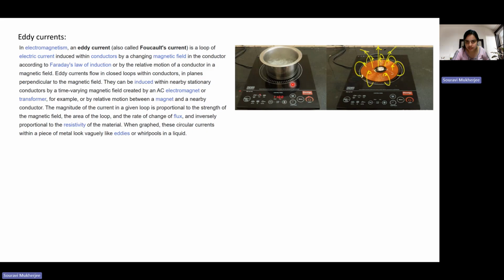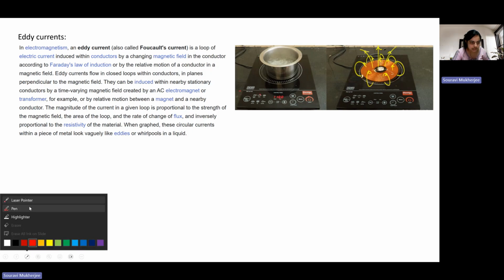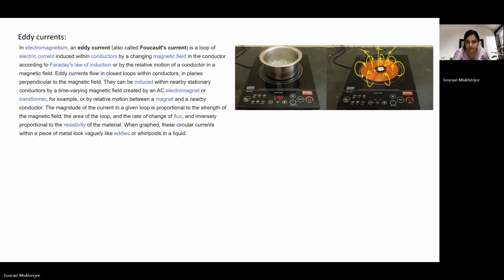So here basically what happens is, inside this oven you have a circular coil like this, and the current through the coil is changing, which results in a changing magnetic field. Now if you put some metal plate in this region of changing magnetic field, the flux linked through this metal plate is changing, right?